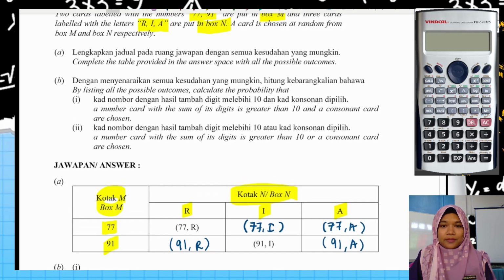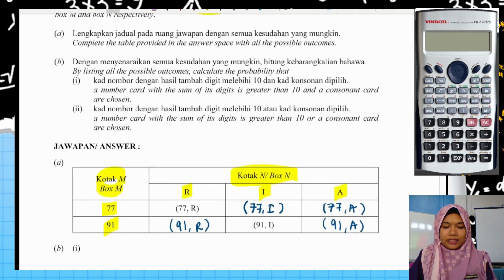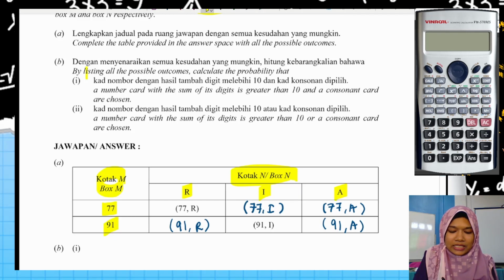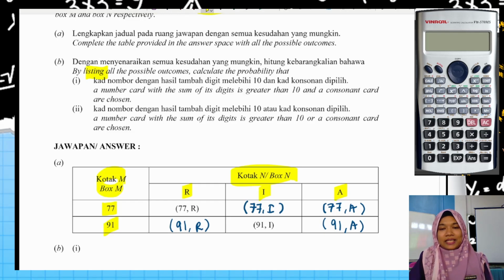And then question B. By listing all the possible outcomes, calculate the probability. Baca soalan dia betul-betul. Sini kena hati-hati ya. Because the question asks you by listing, so you cannot use the formula. Formula yang mana tu? Yang addition rule dengan multiplication rule tu. So you have to list.